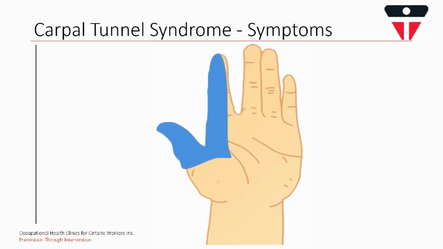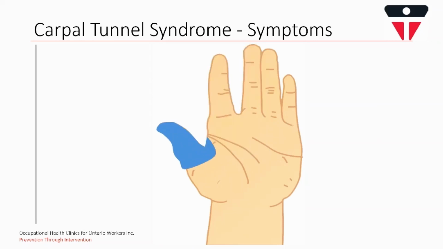The third symptom is weakness, with some people having a tendency to drop objects. This may be due to the numbness in your hands or the weakness of the thumb muscles that require the pinching. These are also controlled by the median nerve.